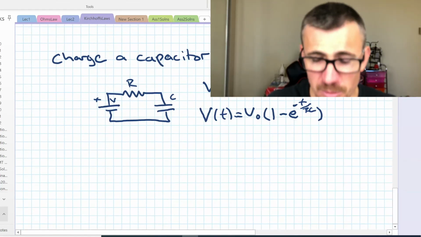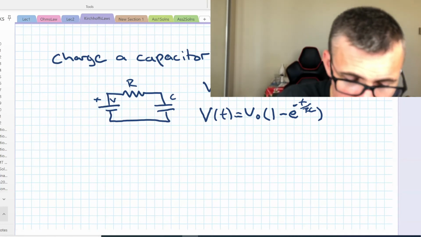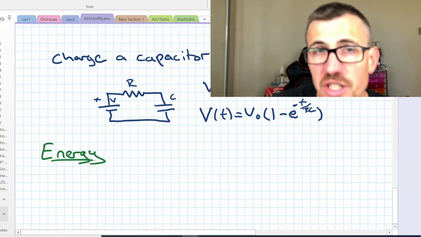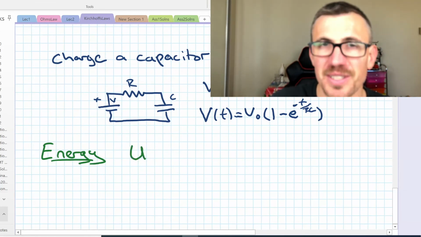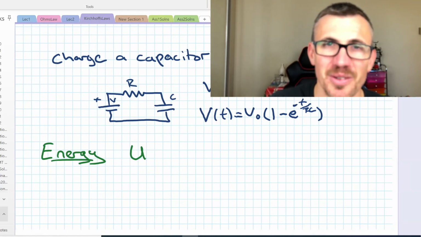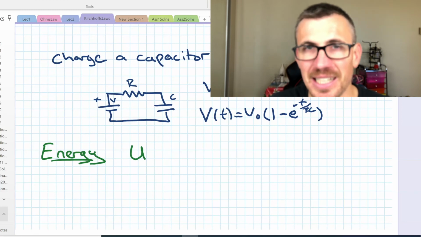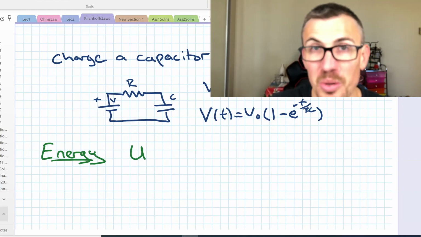Okay, the last thing I want to talk about in terms of capacitors is the energy stored in a capacitor. So let's look at that. The energy stored in a capacitor. And remember, we're going to use U for the symbol for energy, because lowercase e is taken for the elementary charge, and uppercase E is already taken for electric field. It would get very confusing, so we use U.